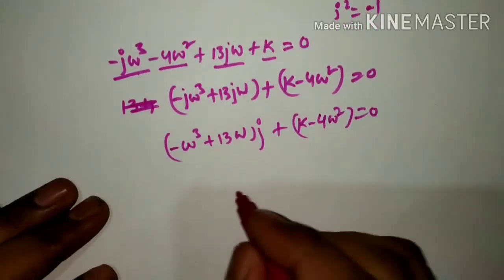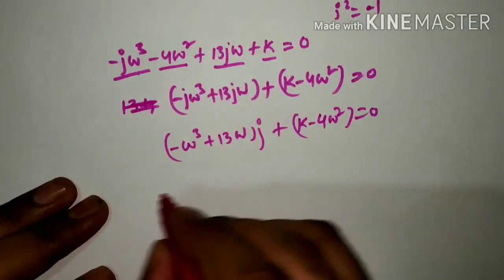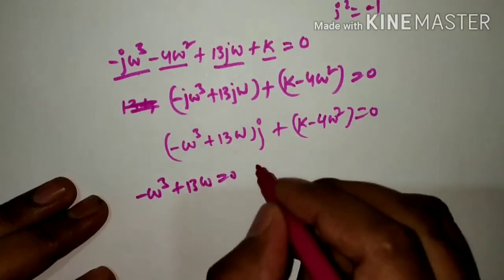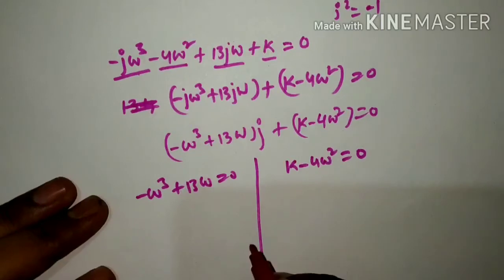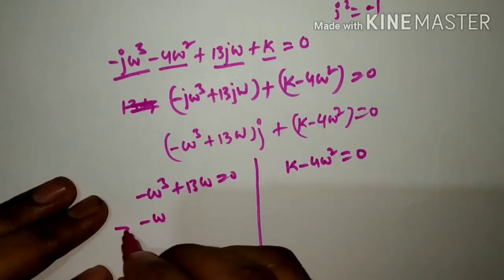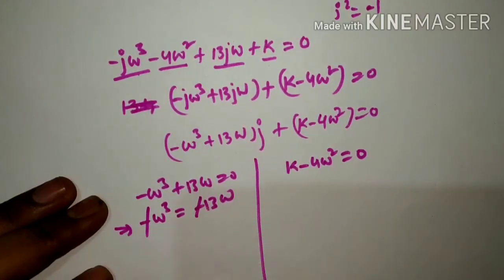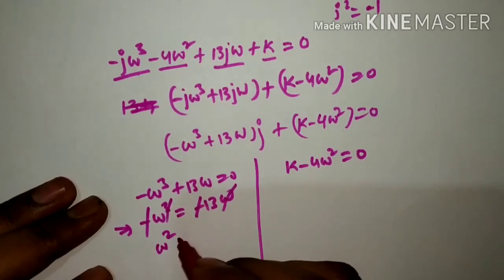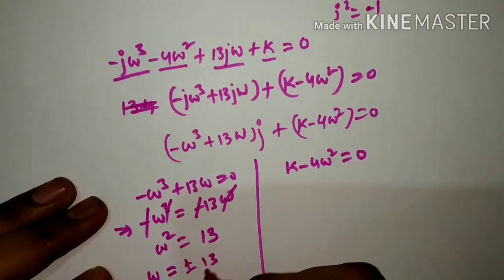So now let's separate the imaginary part and real part. You have to make each 0. So minus omega cube plus 13 omega is equal to 0. Next, k minus 4 omega square is equal to 0. So what happened? Minus omega cube and 13 omega, one omega cancels here. So omega square is equal to 13, so omega is equal to plus or minus root 13.